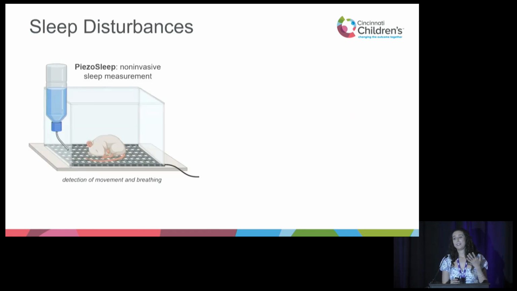Now, our lab is a sleep and circadian rhythms lab, so we're particularly interested in understanding sleep disturbances in our patients and, by proxy, in the mice. The way we do this is by using the system called the piezo sleep system. This is a non-invasive way of measuring sleep in the mice, and the way it works is the mice have their cages, normal sort of home environment, with this very, very sensitive pad at the bottom that detects their breathing.